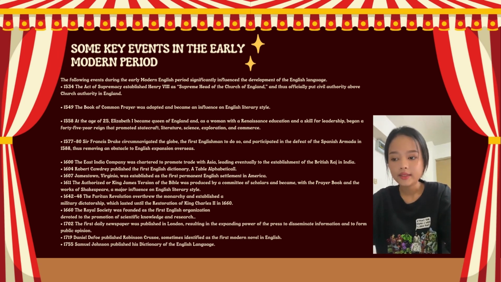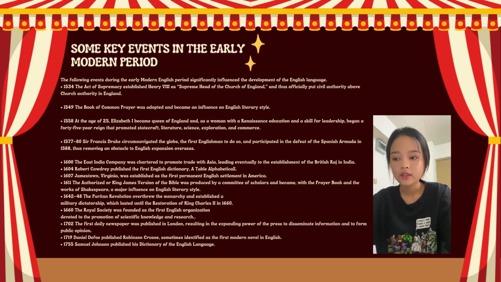1600. The East India Company was chartered to promote trade with Asia, leading eventually to the establishment of English rule in India. 1604. Robert Cawdrey published the first English dictionary, a table alphabetical. 1607. Jamestown, Virginia, was established as the first permanent English settlement in America.